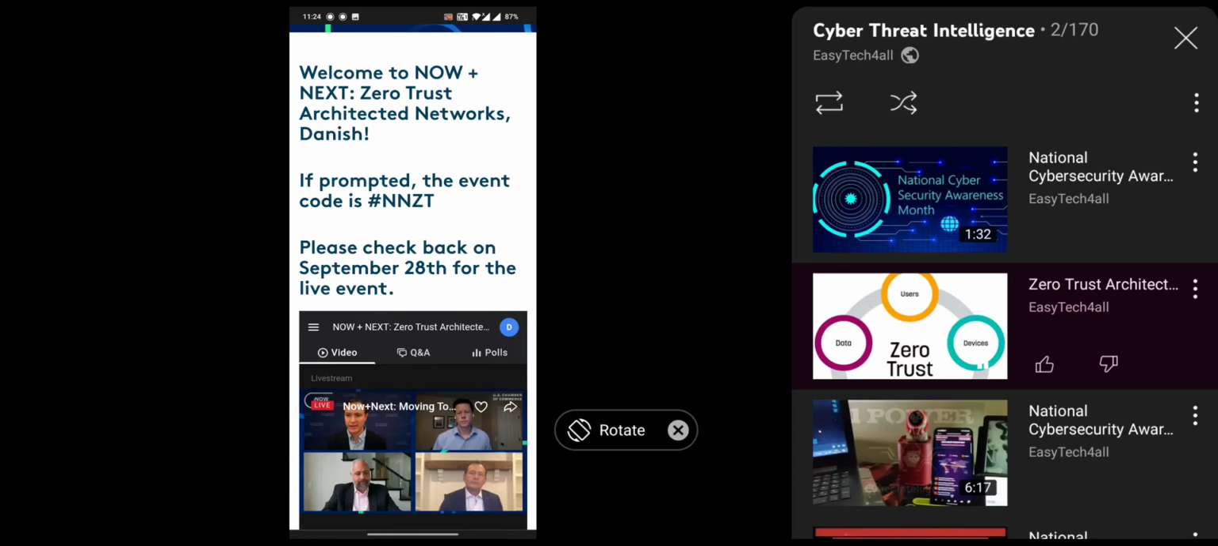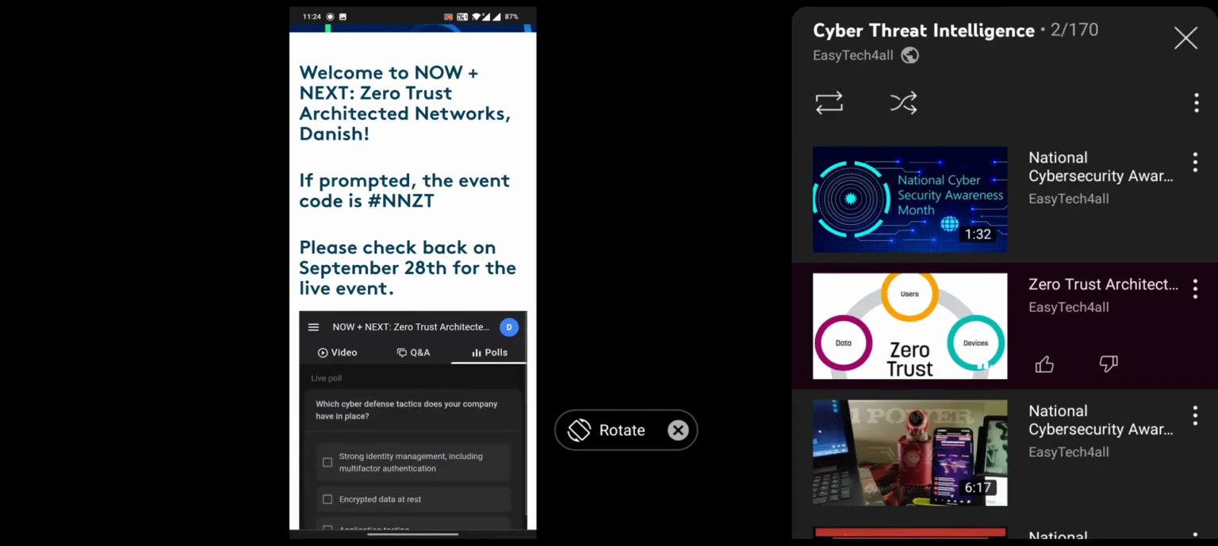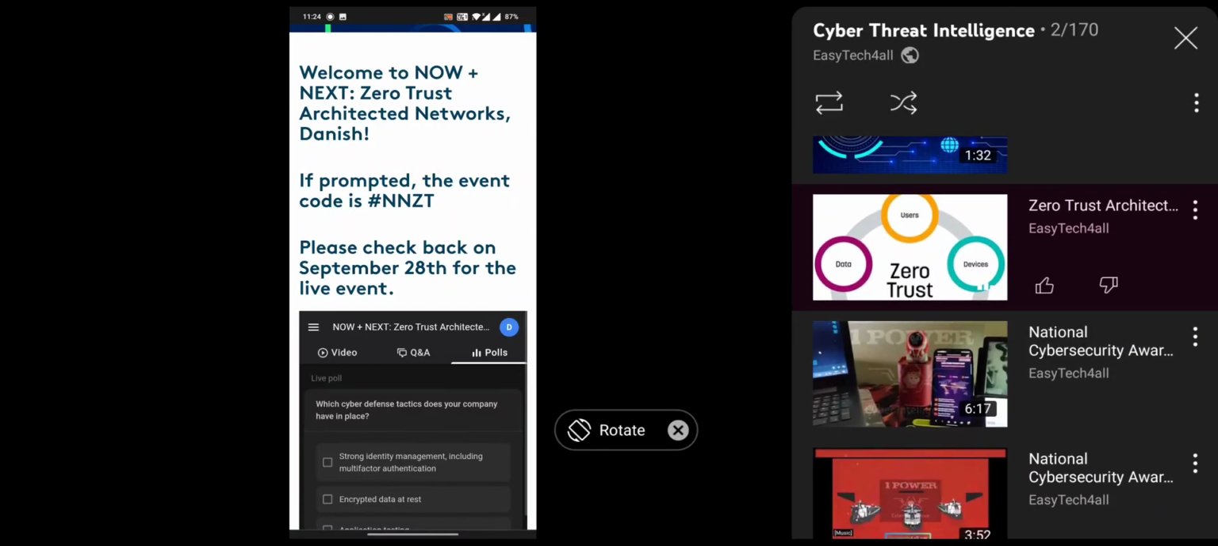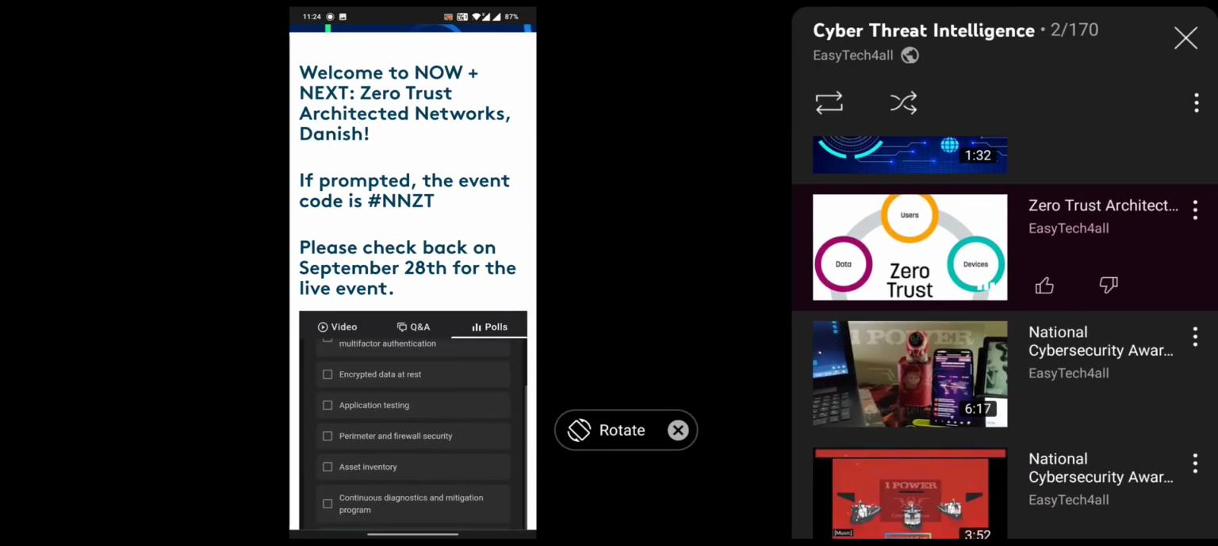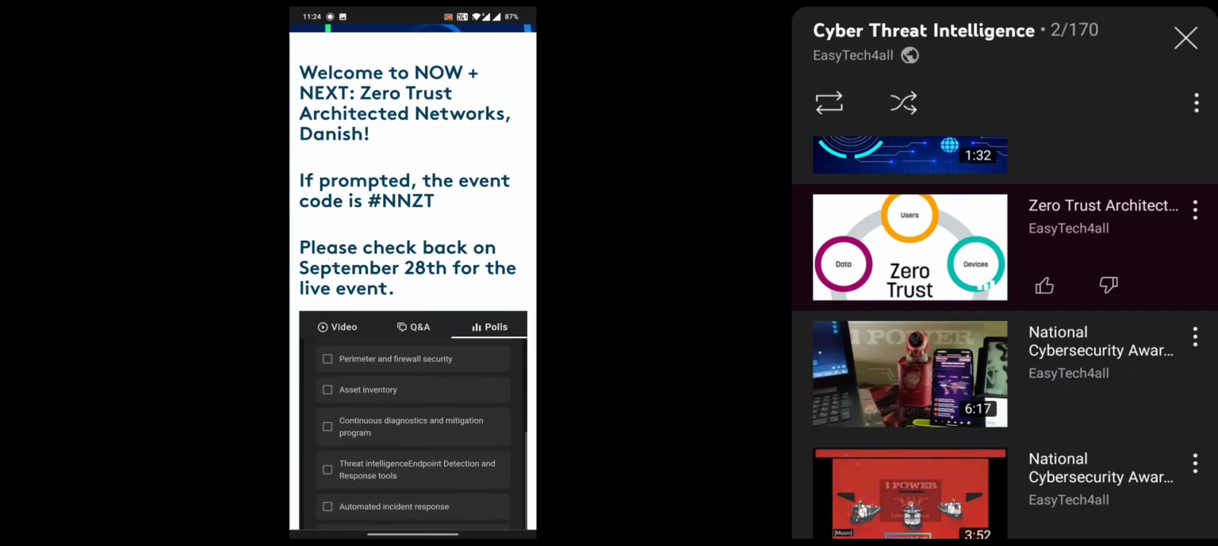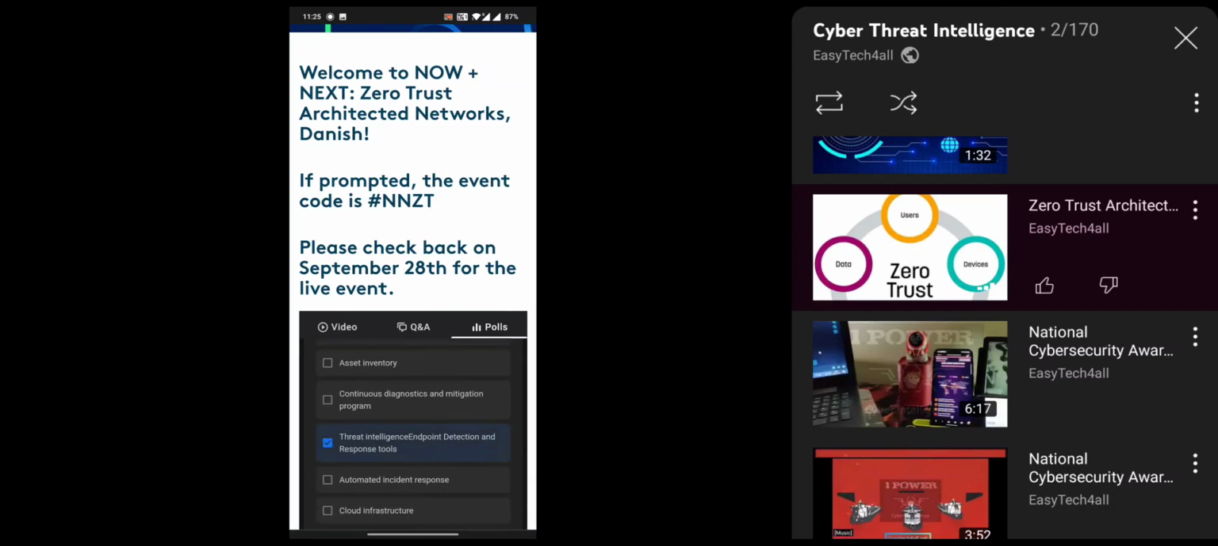company have in place already, go ahead and select a choice. So strong identity management, including multi-factor authentication, encryption for data at rest, application testing, perimeter and firewall security, asset image.